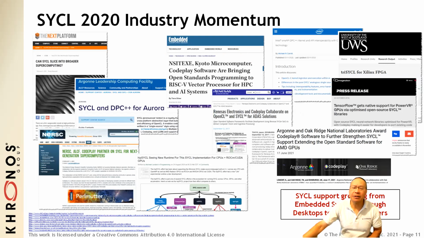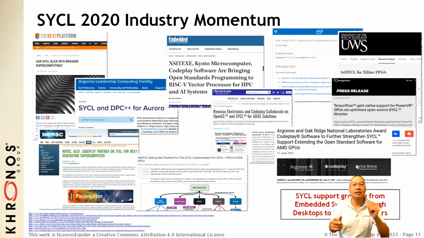So I want to point out the incredible SYCL industry momentum in recent years. Most recently, you might have seen The Next Platform asking, can SYCL slice into supercomputing? That is based on the announcement of the collaboration with NERSC and Argonne Leadership Computing Facility on SYCL on the Perlmutter supercomputer. Before that is SYCL and DPC++ on the Aurora supercomputer. DPC++ is the Intel oneAPI implementation of SYCL, you see on the top right.